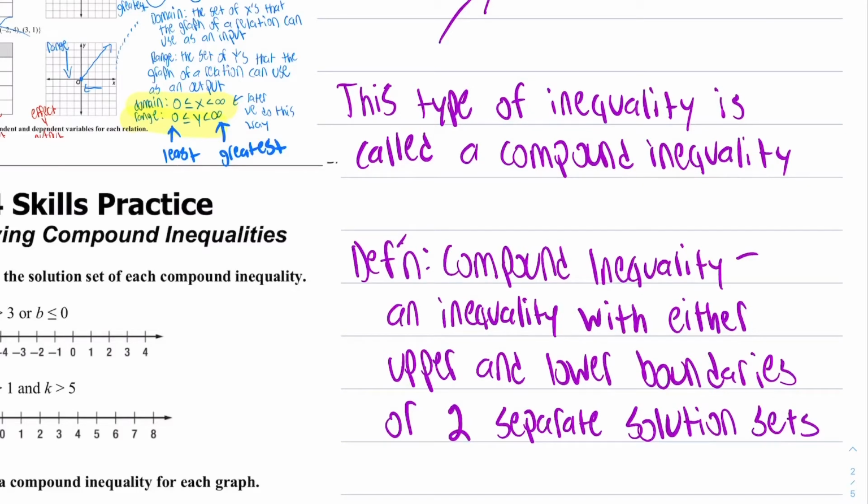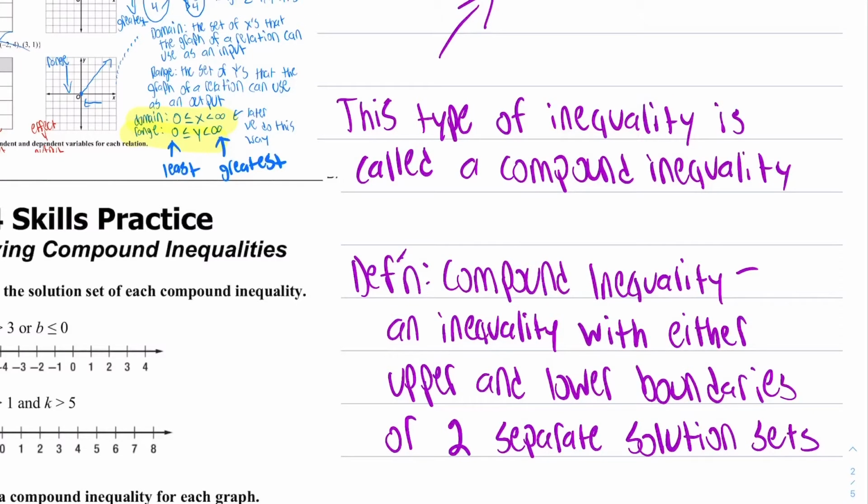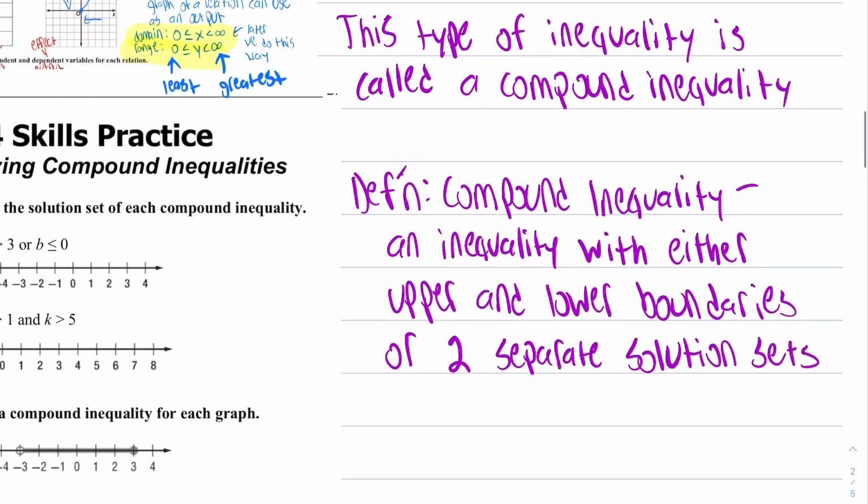A compound inequality is an inequality that has either upper and lower boundaries, or it's the combination of two separate solution sets. And I'll show you what separate means in just a moment. Before I do that, let's make sure you understand what these boundaries mean.